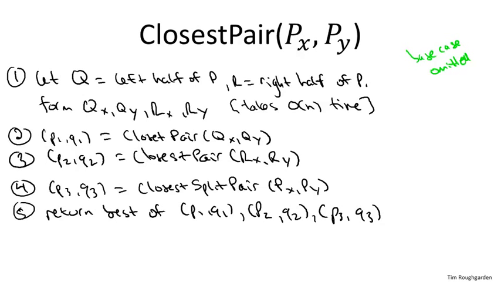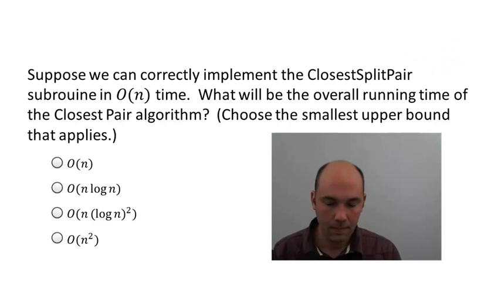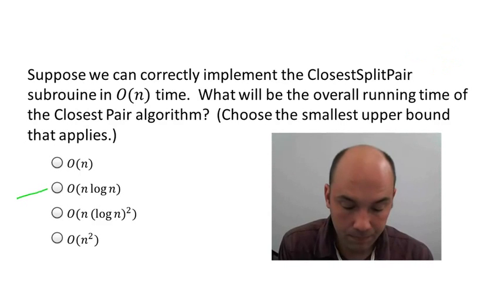Now, what about the running time? The running time of the closest pair algorithm is going to be in part determined by the running time of closest split pair. So in the next quiz, I want you to think about what kind of running time we should be shooting for with the closest split pair subroutine. So the correct response to this quiz is the second one.